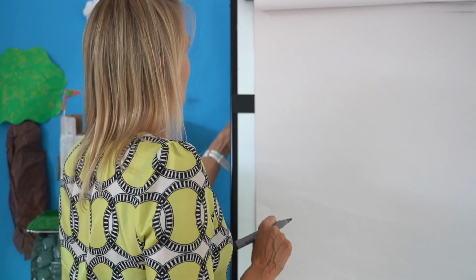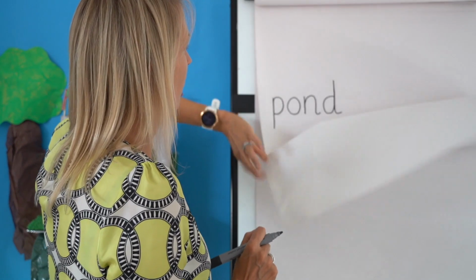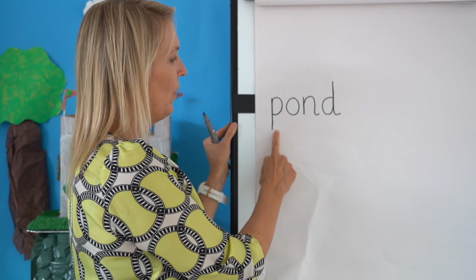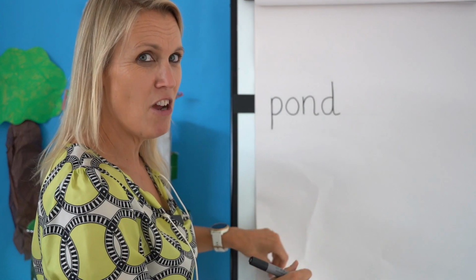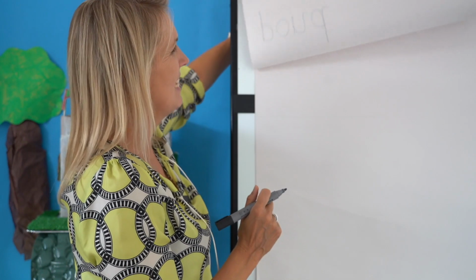Have you done? Shall we check our spelling? Show me your spelling. Super. Let's check mine. Pond. Did you get it right? Fantastic. Well done. Let's spell a tricky word now. We can read the word one, so now let's spell it.